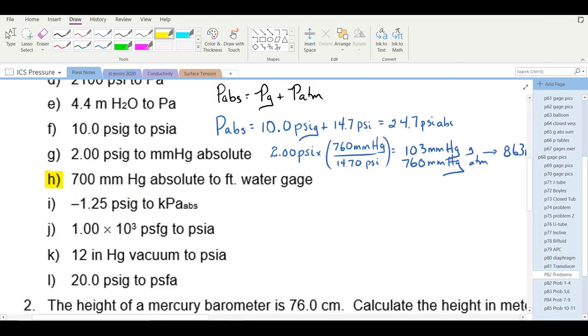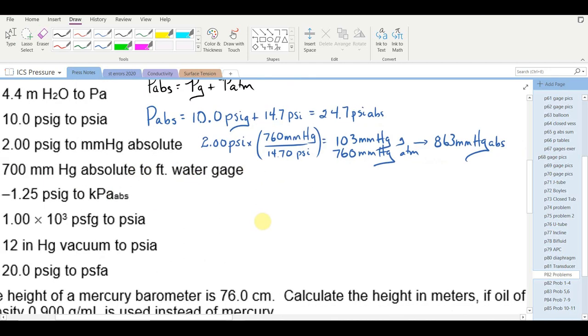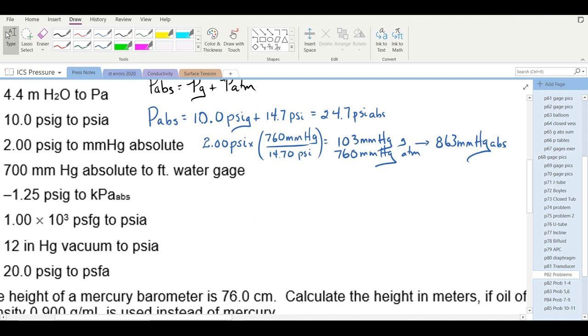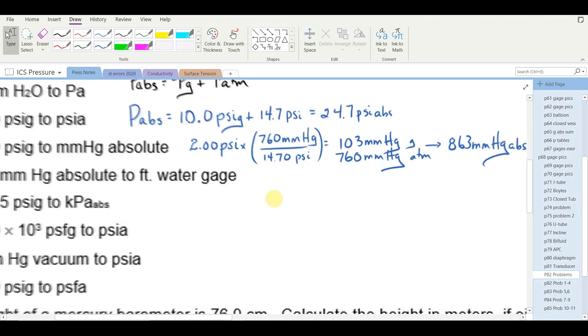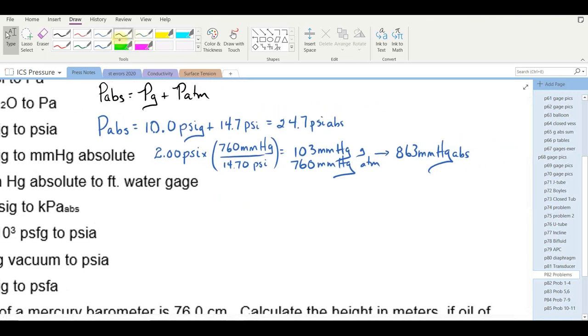In H, we have 700 millimeters of mercury absolute to feet of water in gauge pressure. Again, we have to convert millimeters of mercury to another unit, feet of water, and go from absolute to gauge. Again, the order is arbitrary. I'm going to convert directly to feet of water, and then I'll convert from absolute to gauge. So 700 millimeters of mercury is almost a full atmosphere. There's 33.90 feet of water for 760 millimeters of mercury.